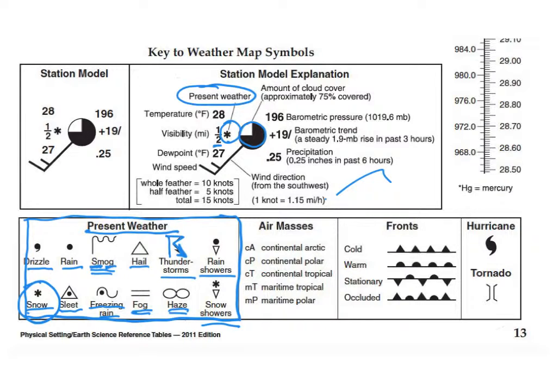And the last one, before we go back to our station model, is precipitation. Precipitation, remember, is rain, snow, sleet. So we want to know how much we've had in the past 6 hours. So this will tell you, in this situation, it says 0.25. In other words, 0.25 inches have fallen in the last 6 hours. All right, so let's go back to our station model and see if we can figure out precipitation and the present weather.